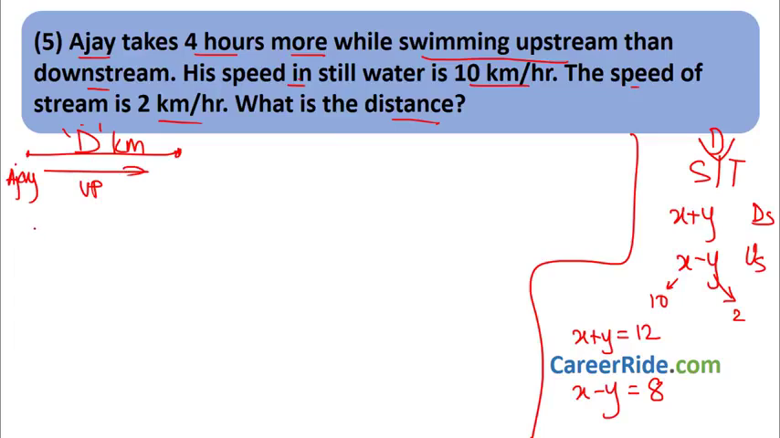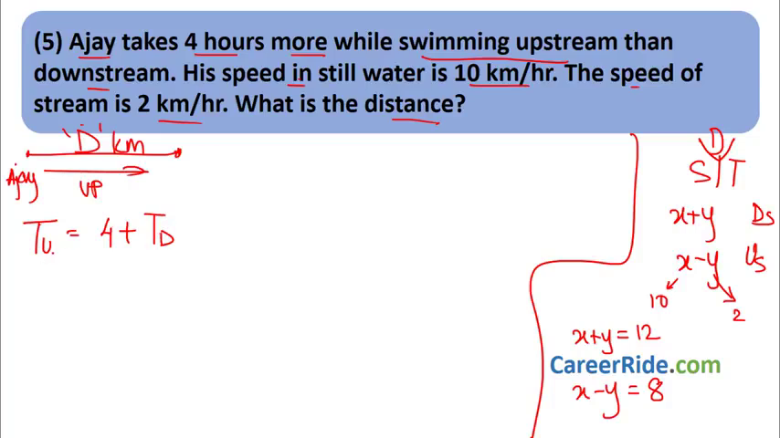So let us assume that while going upstream, Ajay takes TU amount of time. So the number of hours needed for Ajay to go upstream is TU, that is nothing but 4 hours more than the time taken to go downstream. While coming downstream Ajay takes TD, and the upstream time is nothing but 4 hours more than the downstream time, correct?